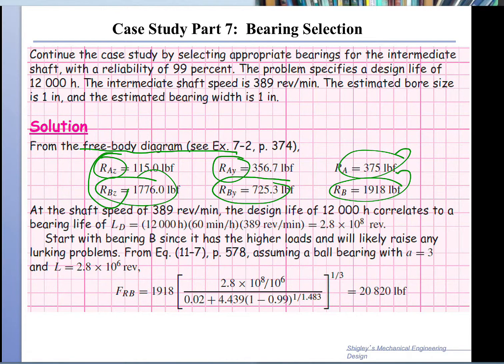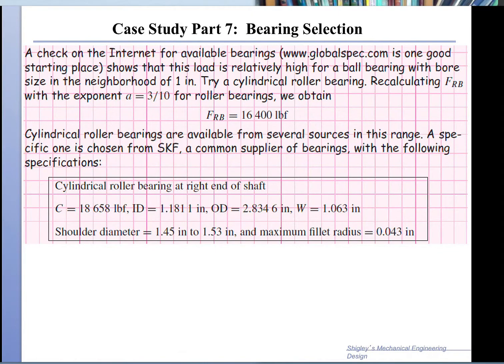And knowing that we need bearings that can last for 2.8 times 10 to the 8 revolutions, then we calculate the effective force on the bearing at bearing B, since it has a higher load. So B must take a very big load here, 1918. So we consider this as critical, and then we find the force turned out to be 20,820 pounds. That's a huge amount of force that actually cannot be sustained on a ball bearing.